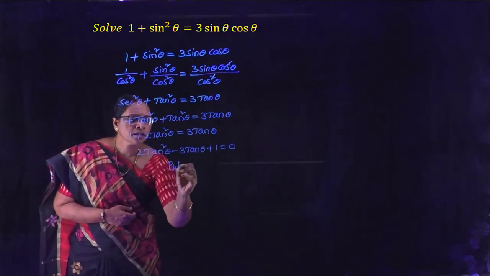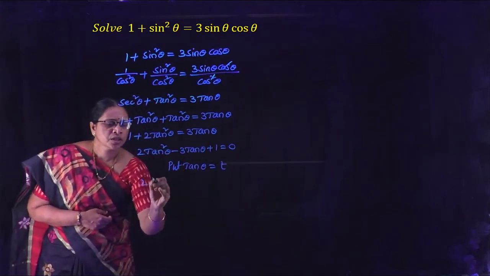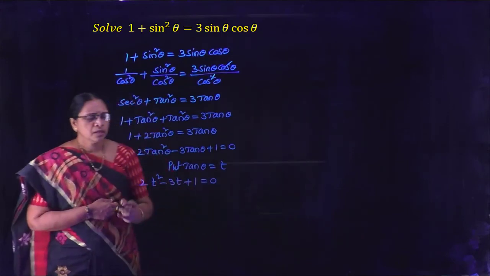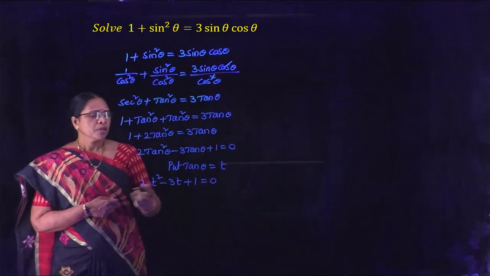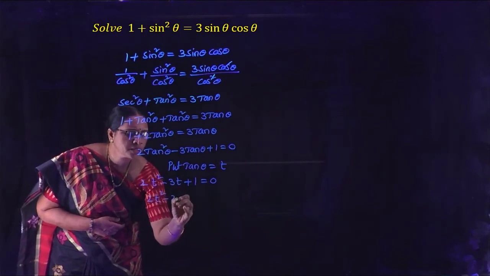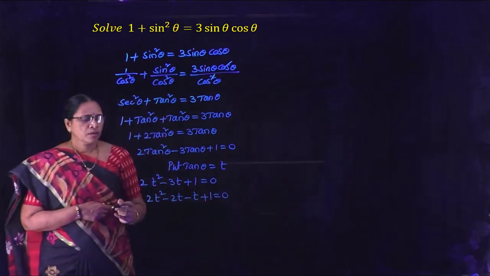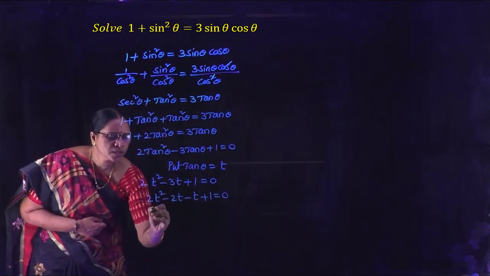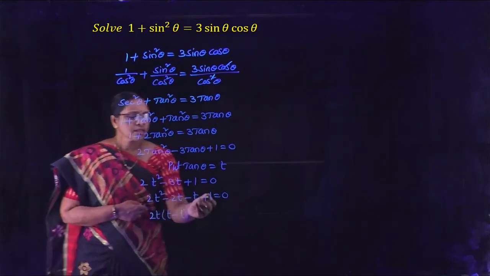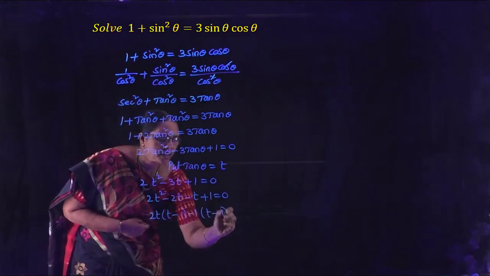Put tan theta equal to t. We get 2t square minus 3t plus 1 equal to 0. It is a quadratic equation in t. Factorize, we get 2t square minus 2t minus t plus 1 equal to 0. Here in the first two terms, 2t as common: 2t into t minus 1. In the second two terms, minus 1 as common: minus 1 into t minus 1 equal to 0.